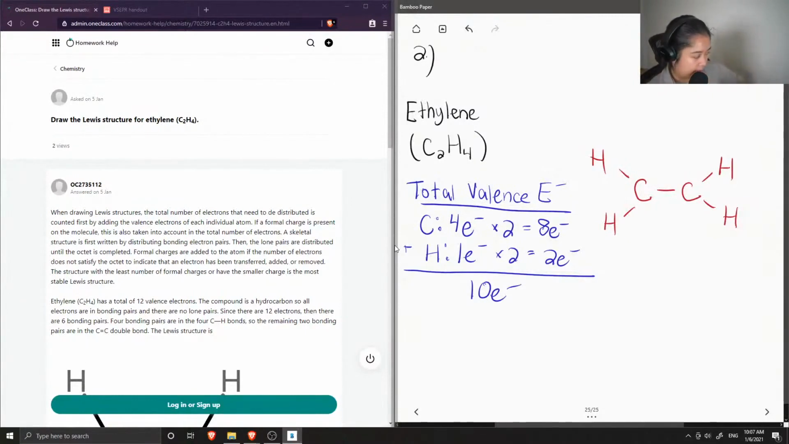have our 10 electrons. But if we look at our carbons, you'll notice that they don't have a full octet yet. So we'll draw a double bond in between the two. And this is the structure for ethylene.